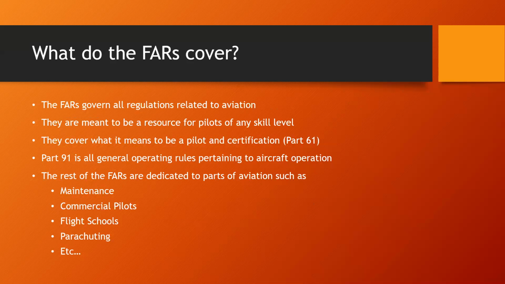They are split into different parts. Like, for example, Part 61 covers what it means to be a pilot, what the certification process is, what's required. Part 91 is the general rules and operating procedures. And then there's other FARs which are dedicated to maintenance, stuff like flight schools, airports, parachuting, everything's in there.